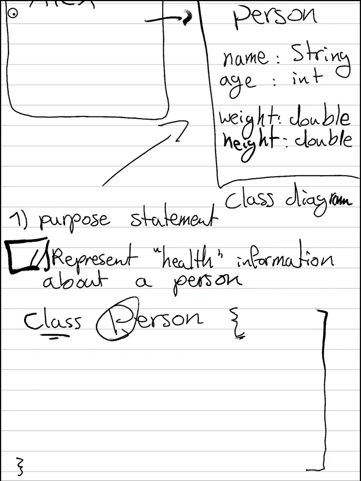All right. So going back to our diagram here, what information do we need to represent about a person? Name, age, height, and weight. Excellent, yes. So first we'll start with the name. So that's going to be of type string. So we write the type first. This is the type in Java.